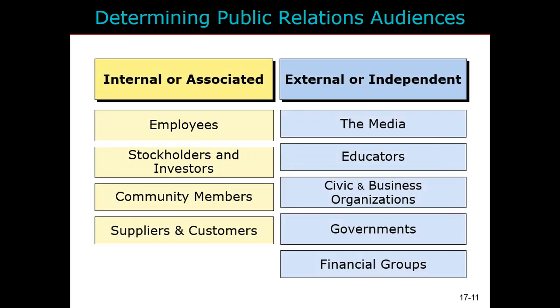How do you determine PR audiences? You have internal or associated audiences, and external or independent audiences. Who are your internal audiences? Employees. Your PR actually targets your employees as well. Stockholders and investors, community, suppliers and customers. These are your internal or associated audience. And then there's the external and independent audience, like media, educators, your professors, civic and business organizations, governments, and financial groups like Wall Street. These are the external and independent audiences you pay attention to.